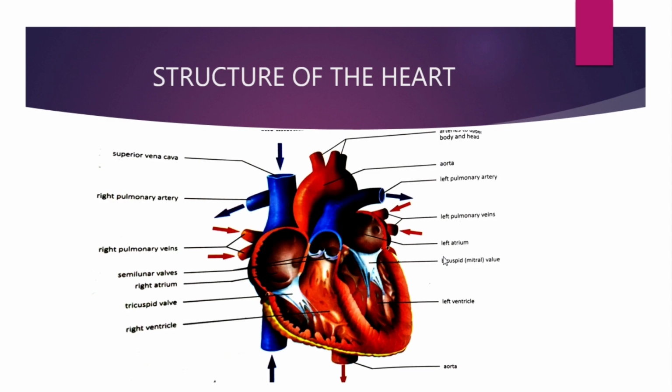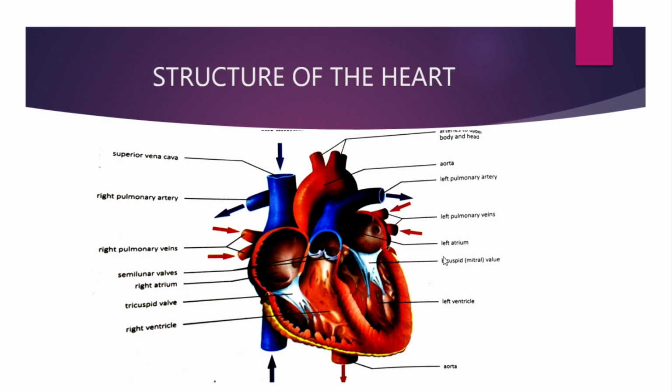So let's move on to the next slide. This is the structure of the heart, as you can see. The heart has a bulk of muscles, as you know. The heart has four chambers. The two upper chambers are called the atria, and the two lower chambers, which are the larger chambers, are called the ventricles. The right side of the heart has a right atrium and right ventricle, and the left side of the heart has a left atrium and a left ventricle.